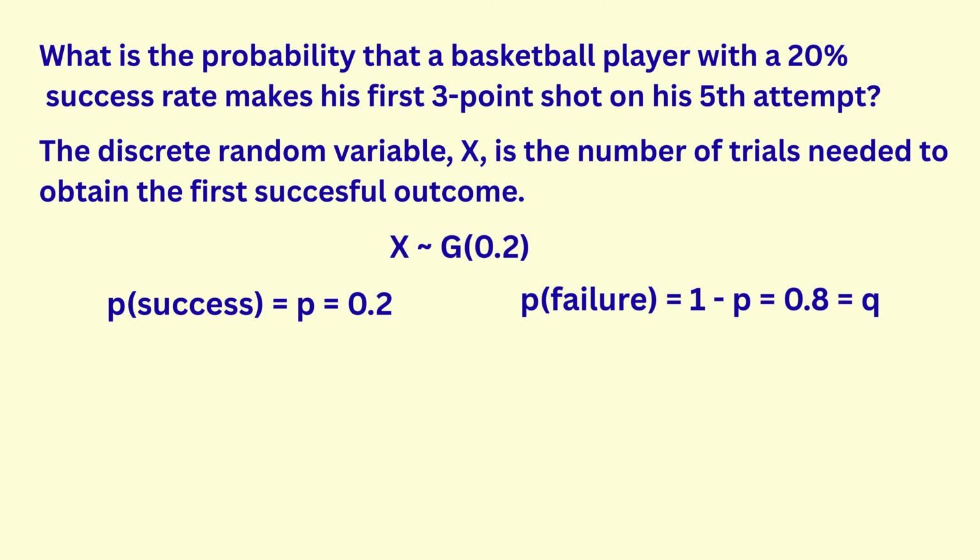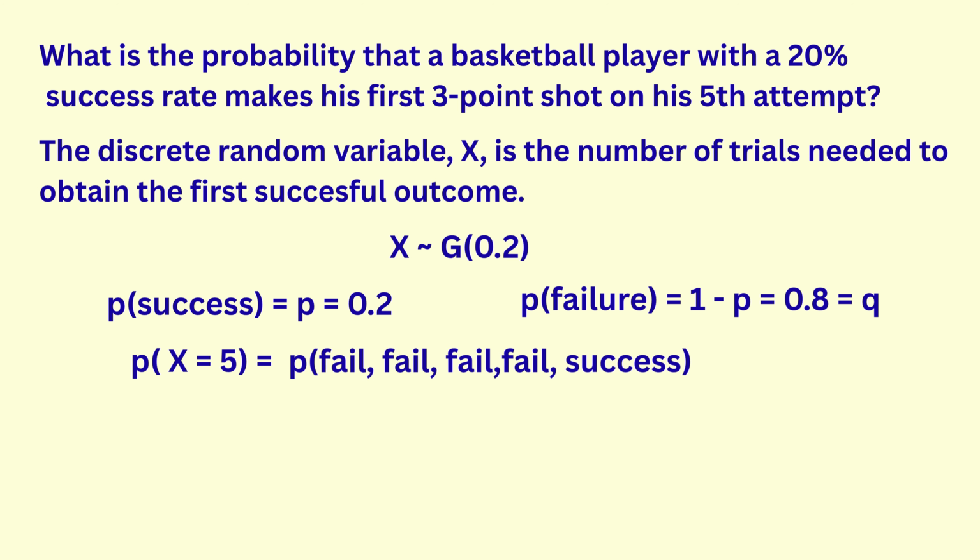We were asked to calculate the probability that the player makes his first successful three-point shot on his fifth attempt. Remember that x represents the number of trials needed for the first success, so we are calculating the probability that x is equal to 5. Now, if the first successful shot was on the fifth attempt, then it means that he missed the first 4 shots. So the sequence would be 4 failures, followed by success on the fifth trial. In other words, we are finding the probability of 4 failures, followed by a success.